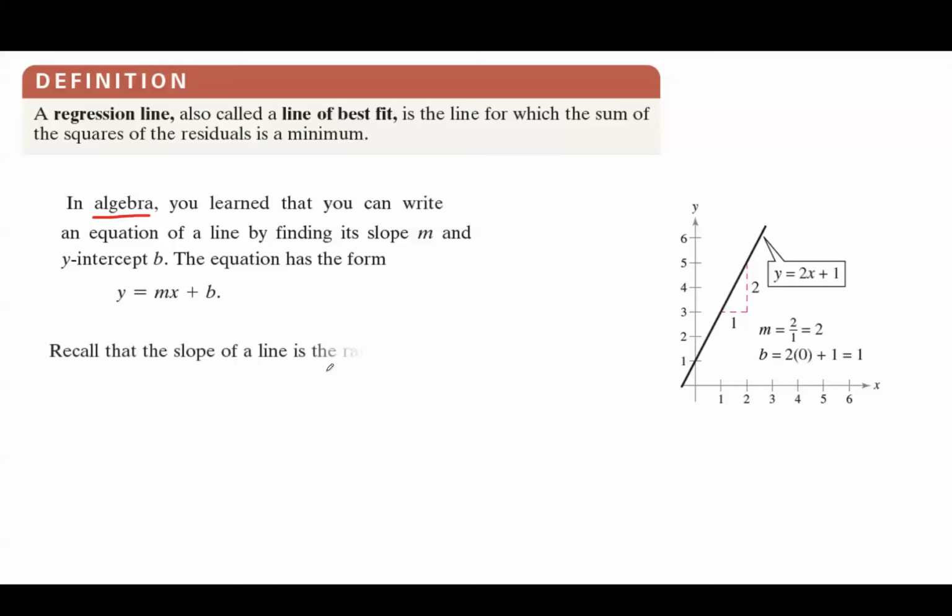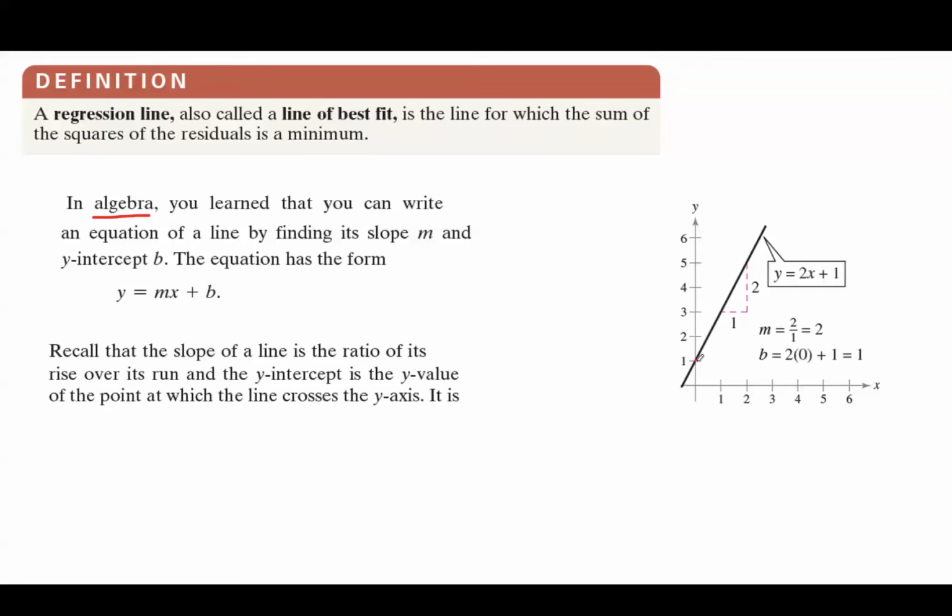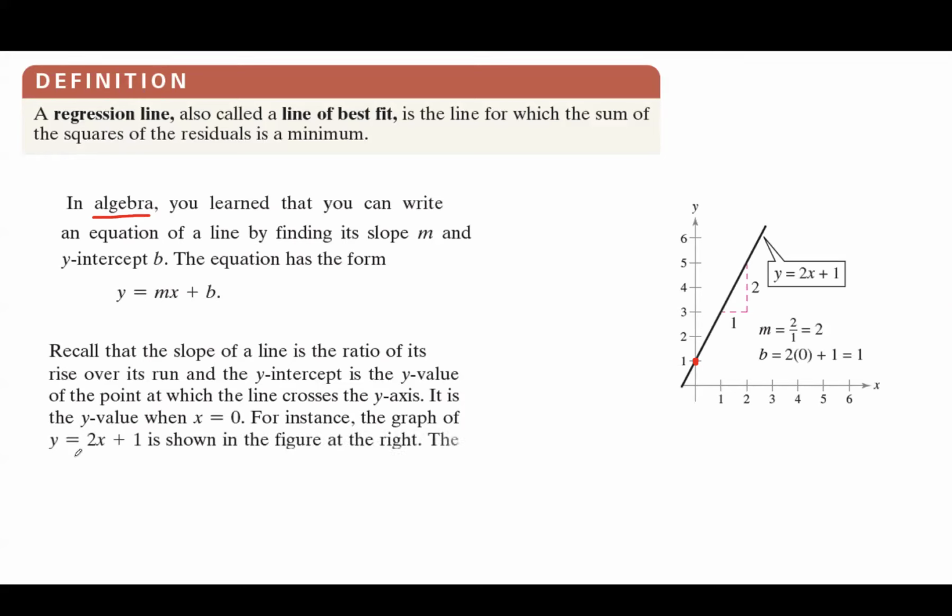Recall that the slope of a line is the rate of change, basically the ratio of its rise over run. The y-intercept is the y value of the point at which the line crosses the y-axis. It's the y value when x is equal to 0. When x is equal to 0, your y is, in this case, 1. For instance, the graph of y equals 2x plus 1 is shown at the right, and the slope of the line is positive 2, and the y-intercept is 1.